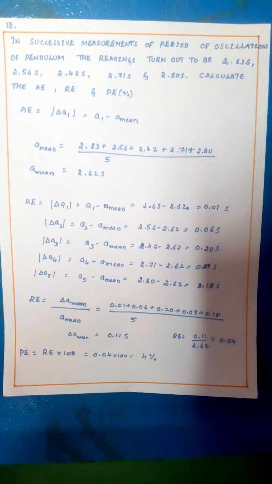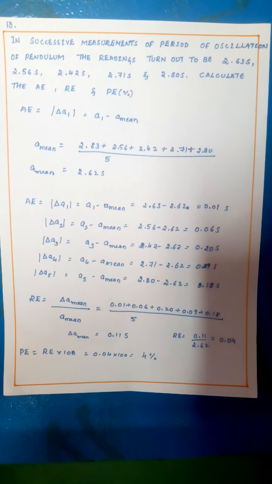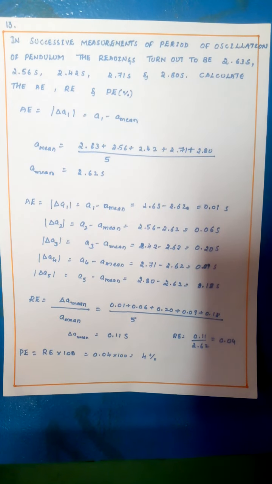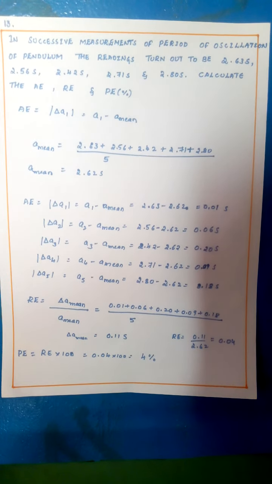How many readings have I taken here? 5 readings. First I have to find the mean value, so I add all these 5 readings and divide by 5: 2.63 plus 2.56 plus 2.42 plus 2.71 plus 2.80, divided by 5. I get a mean value of 2.62 seconds, the average of all the 5 readings. The first reading A1 is 2.63.